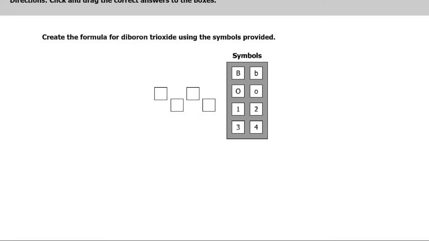Create the formula for diboron trioxide. So on the updated chemistry SOLs, you have to do a little click and drag and interactive problems. This is a naming problem with a covalent, or you could also call it molecular, compound. Molecular covalent compounds, they can use prefixes. You can use prefixes like di and tri. Di means 2, tri means 3.